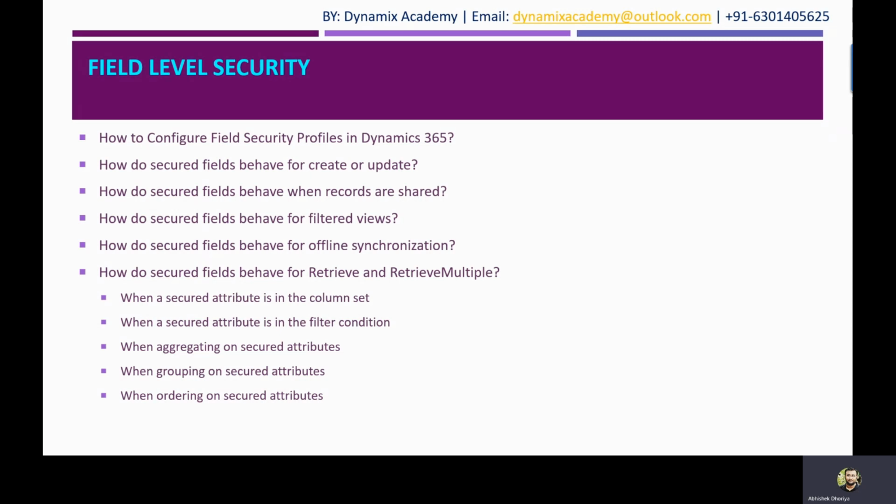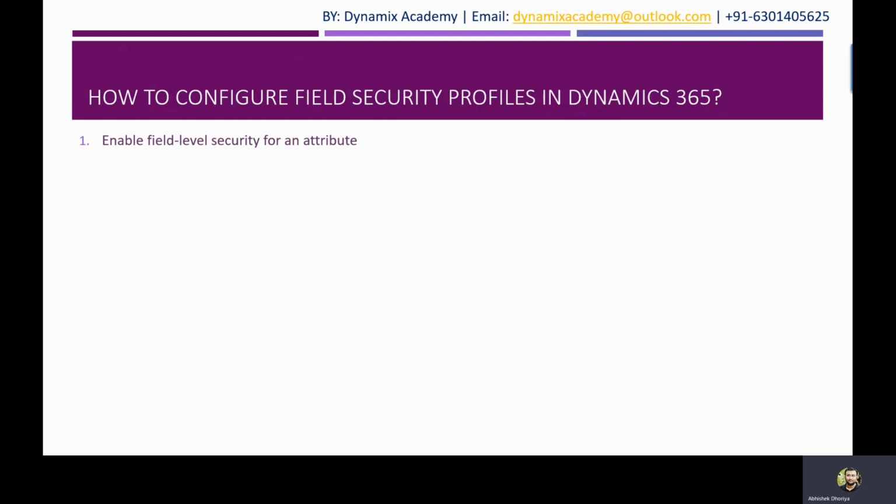So let us now first see how to configure field level security or field security profiles in Dynamics 365. I am going to show you the step-by-step process on this presentation slide. After seeing these steps, I will follow the same steps on a Dynamics 365 trial instance as well. First of all, you need to enable field level security for an attribute, and then you need to create a field level security profile.